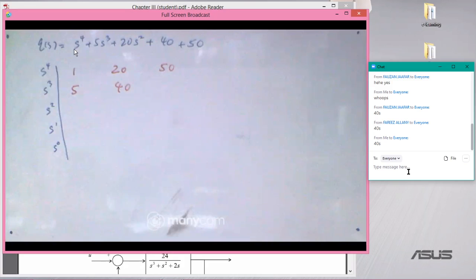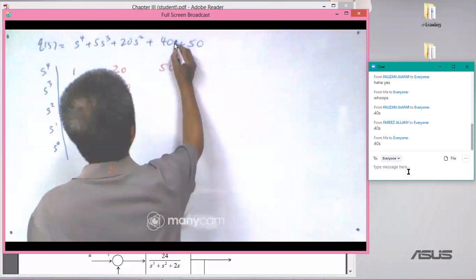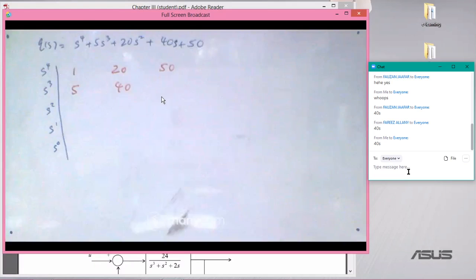You start with 1, you jump to the next one, 20, and you jump to the next one, 50. So the first row is 1, 20, 50. For the second row, you start with the second coefficient, 5, and you jump to the next one, 40, and there's no more there, so there's just 0. Now you need to compute B1, B2, C1, C2, D1, and D2.